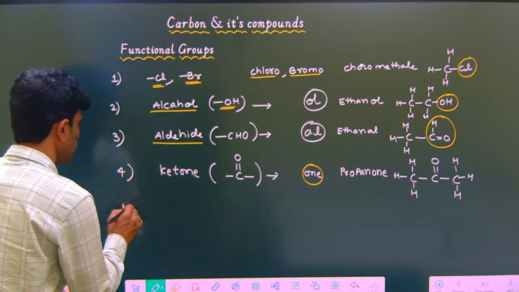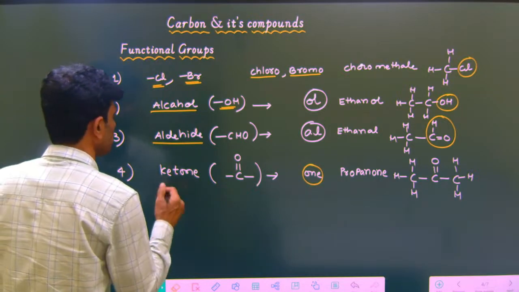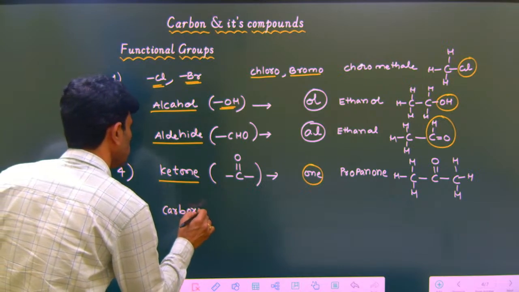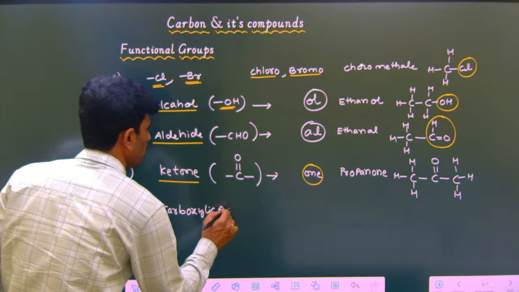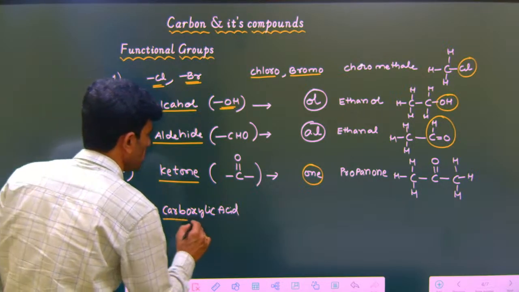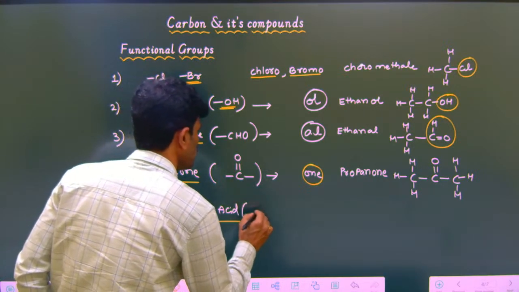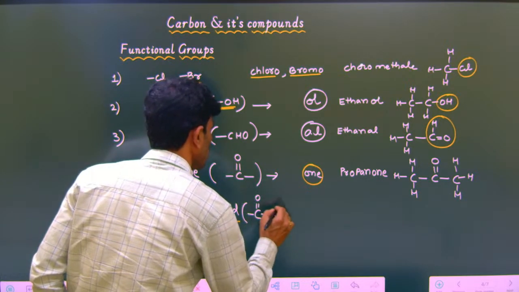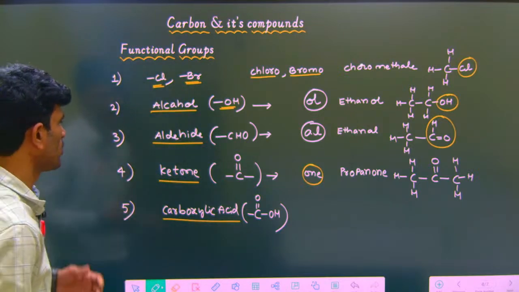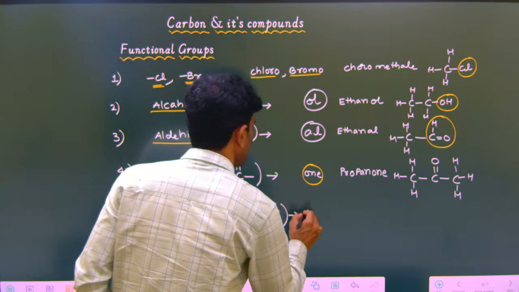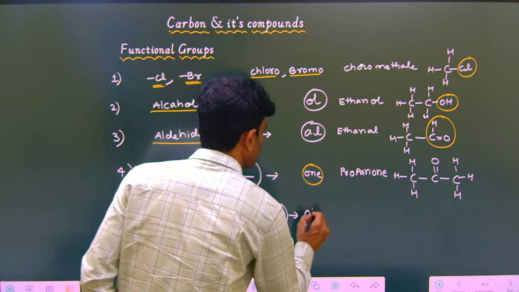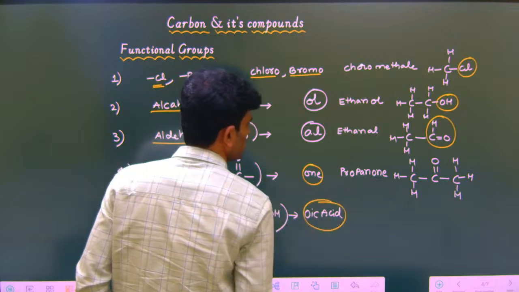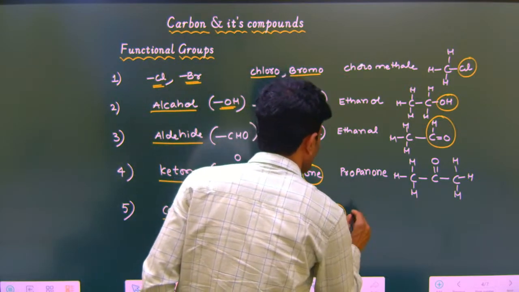Next we are having carboxylic acid group, carboxylic acid. Here the structure will be there like this, COOH. So it is there like this, or COOH, we call it as carboxylic acid group, and the suffix added will be oic acid. Suffix will be oic acid. Let us see one, ethanoic acid.